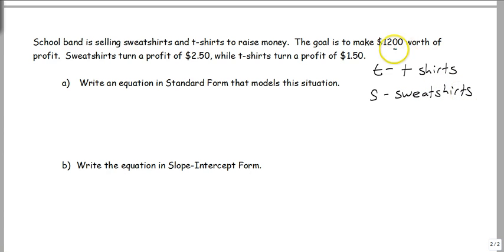Well, the profit equation, we want it to equal 1,200. So I'm going to set it equal to $1,200. I know that sweatshirts turn a profit of $2.50, so $2.50 times S, plus the other thing I have is $1.50 for t-shirts, T. Equals 1,200. So that would be a standard form equation that models this situation.